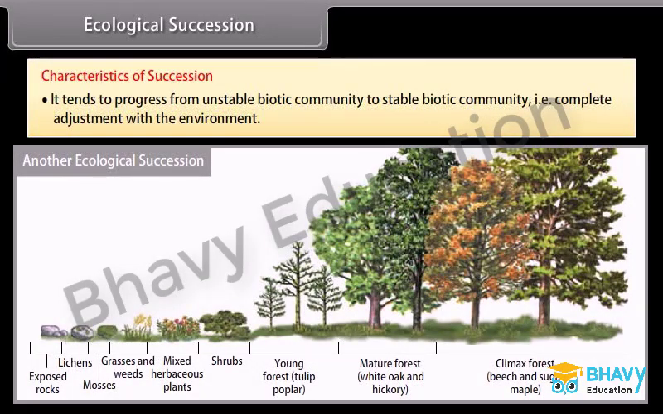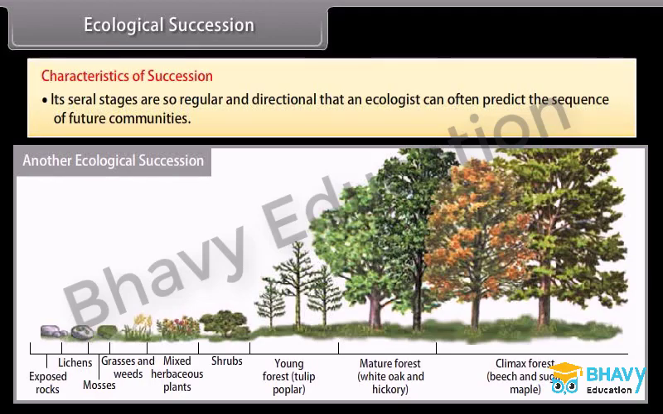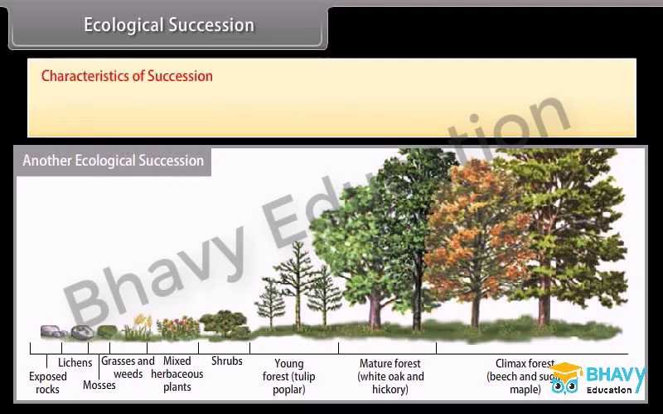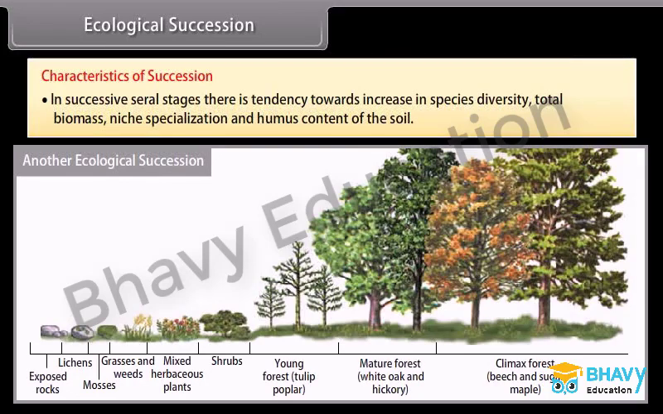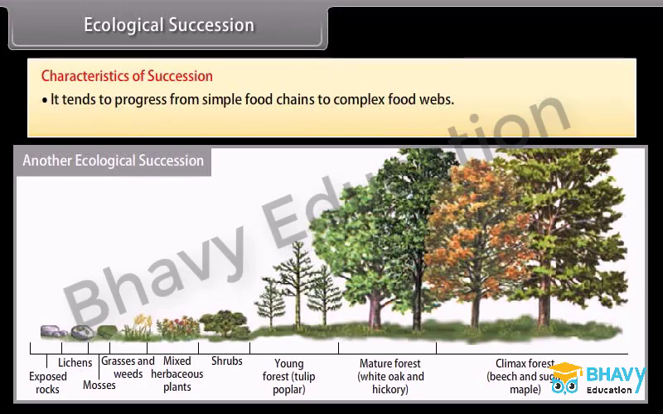Characteristics of succession. It tends to progress from an unstable biotic community to a stable biotic community, that is, complete adjustment with the environment. Its several stages are so regular and directional that an ecologist can often predict the sequence of future communities. In successive stages, there is a tendency towards increase in species diversity, total biomass, niche specialization, and humus content of the soil. It tends to progress from simple food chains to complex food webs.